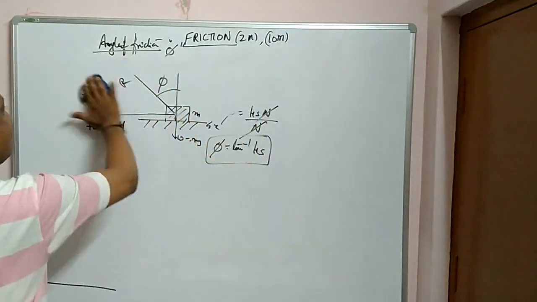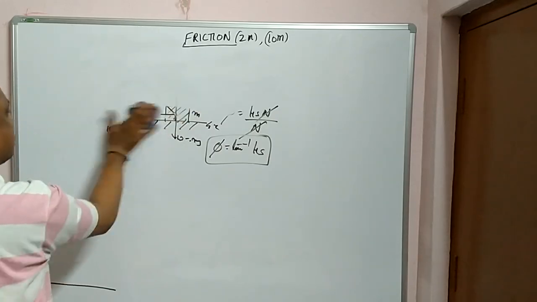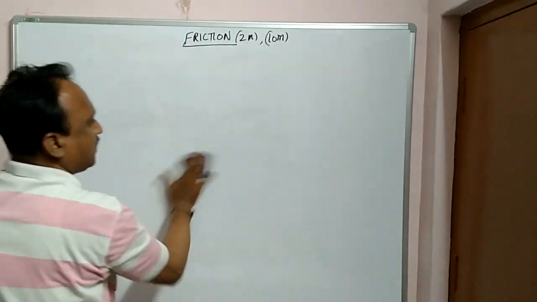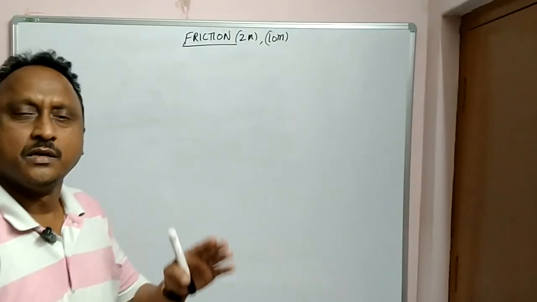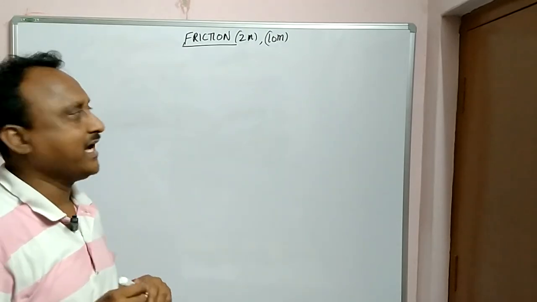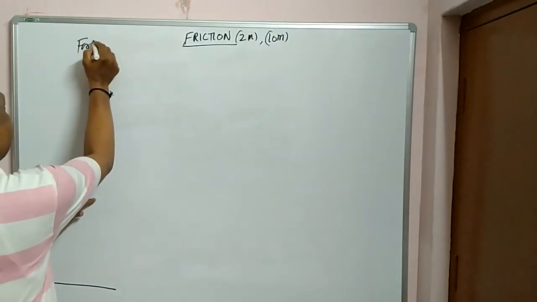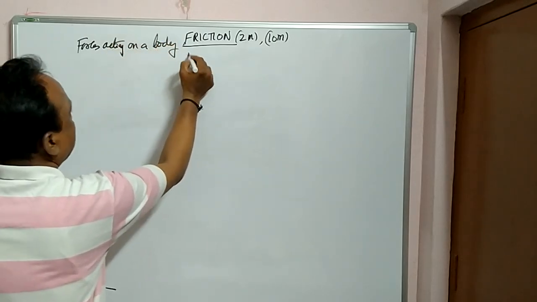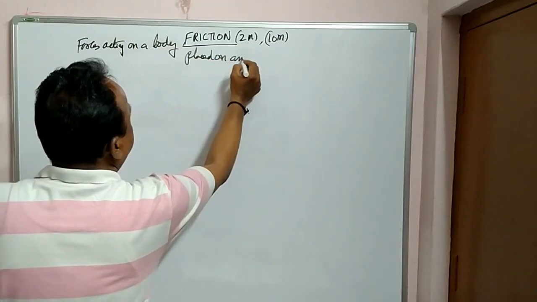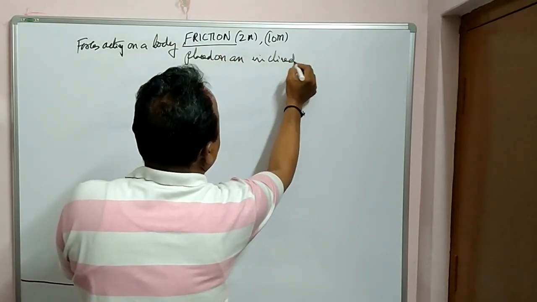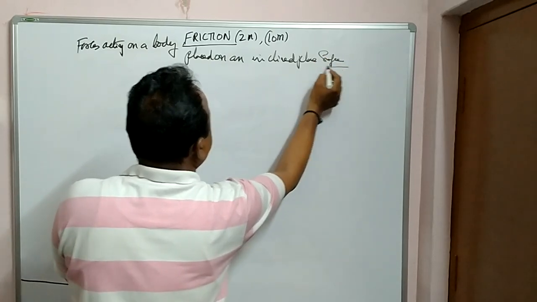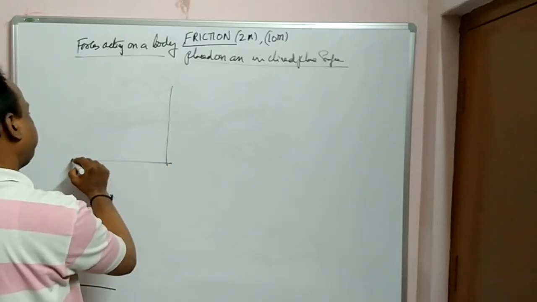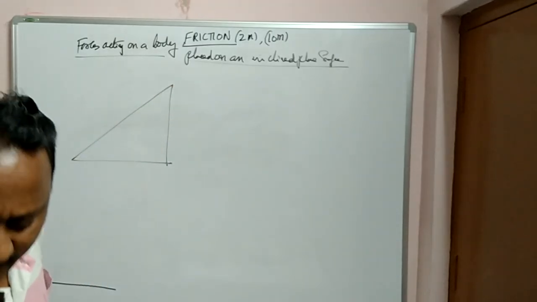Now after knowing about the angle of friction, phi, let us go still further. That is, forces acting on a block placed on an inclined plane. Okay? So the next topic: forces acting on a body placed on an inclined plane surface. What does that mean? Look, this is an inclined surface. Okay? That's an inclined surface.